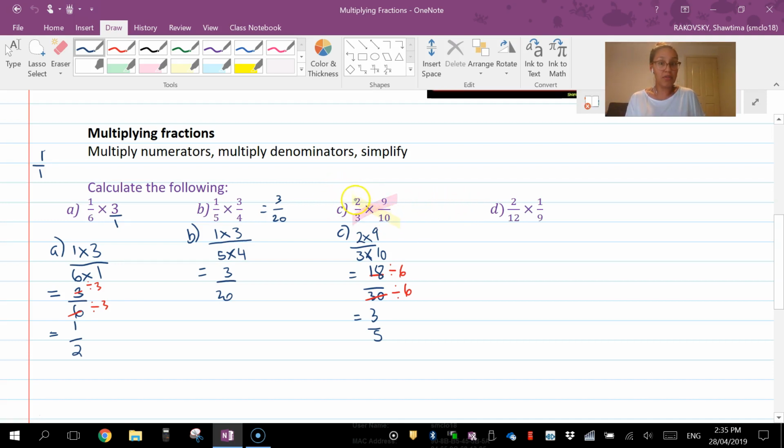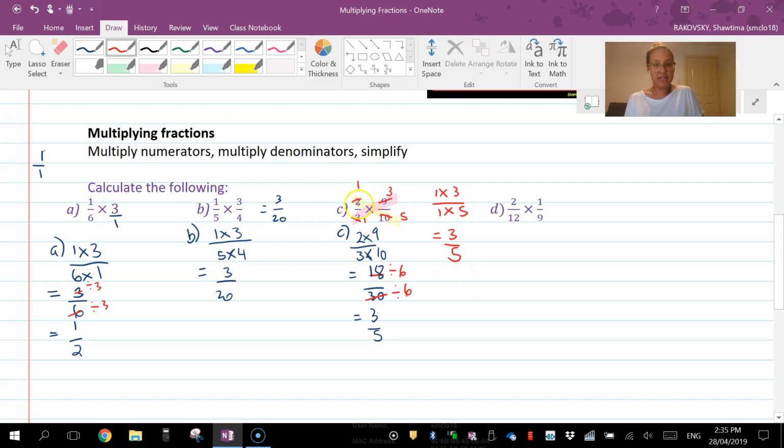So I can divide both of those by 2. I'm going to do that just with pink here. Actually, I'll use red. So 2 divided by 2 gives us 1, 10 divided by 2 gives us 5. And with the 3 here and 9, they have a common factor as well, which is 3. So 3 divided by 3 is 1, 9 divided by 3 is 3. And if we have a look here, it's going to give us 1 times 3 over 1 times 5, which gives us 3/5.